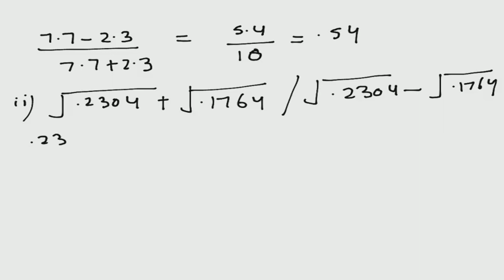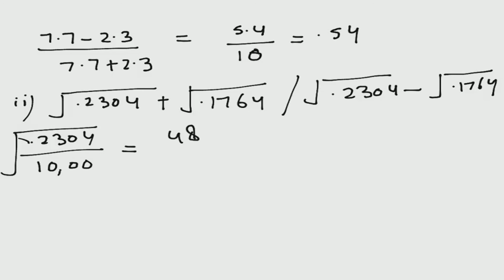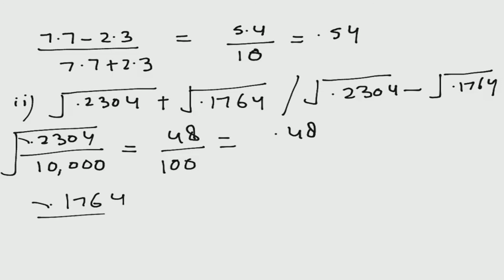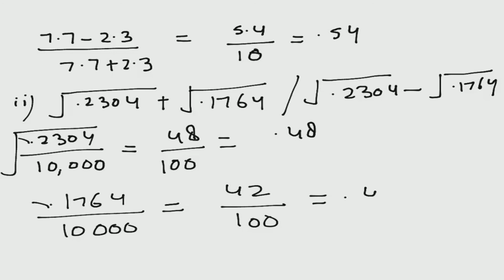So 0.2304, if we remove the decimal, we will get 10,000 in the bottom. Right, and the square root of 2304 is 48 and the square root of 10,000 will be 100. So it will give us 0.48. Similarly, if we remove the decimal from here, we will get 10,000 and on top 1764, which is the square of 42, and it will give us 100. It will give us 0.42.